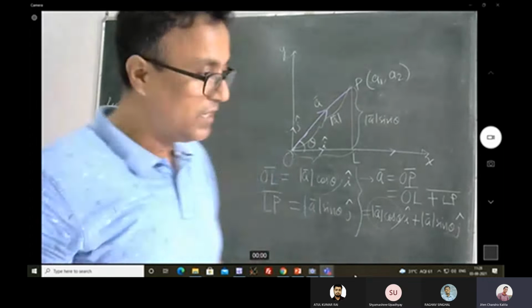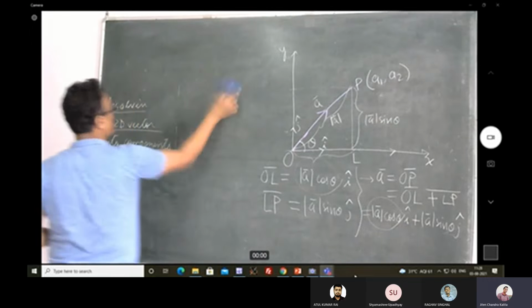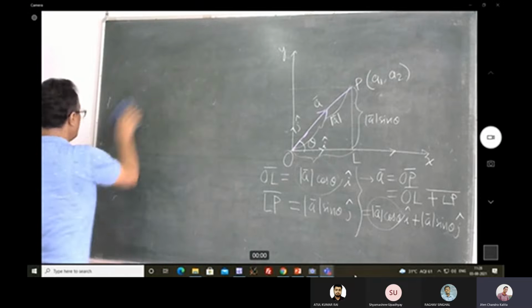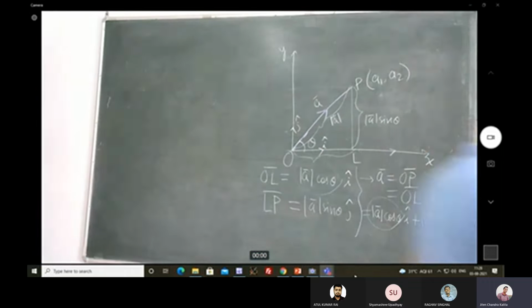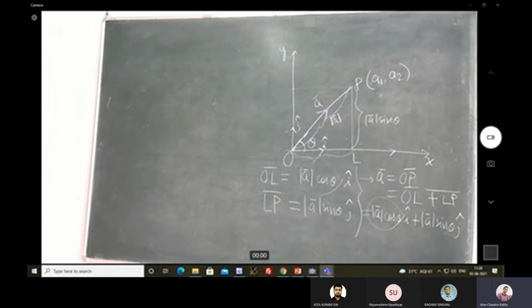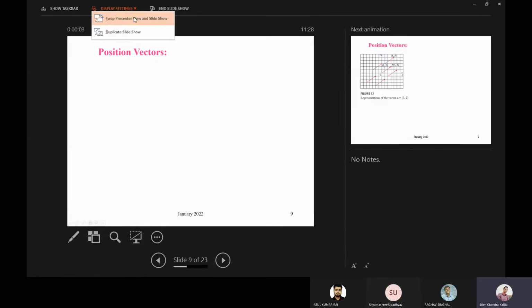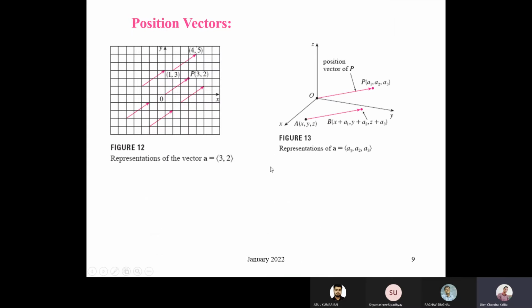Fine. So now let us try one example. And for that, I'm going to go back to my slides so that we can do some kind of revision also here. Okay, so this is the position vector, which I had already done yesterday.